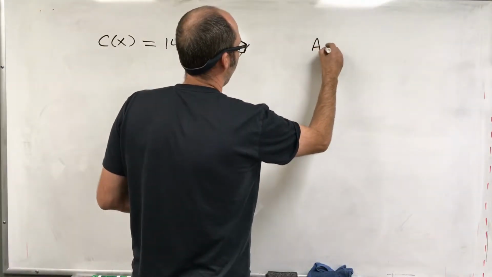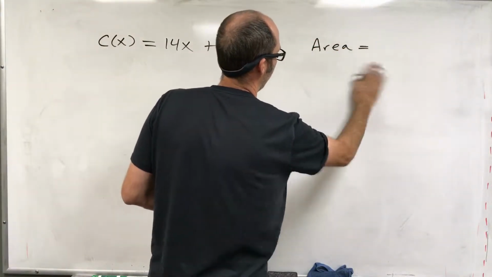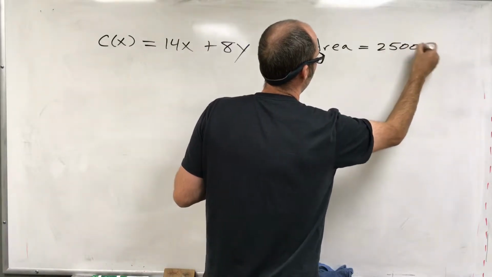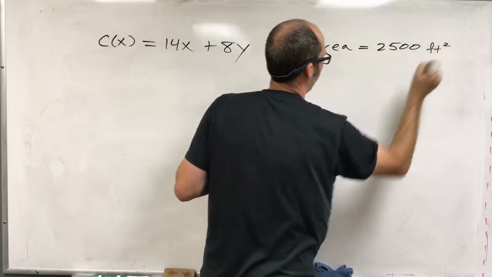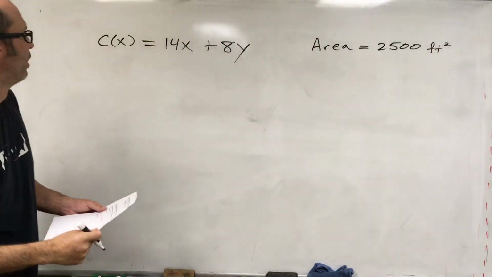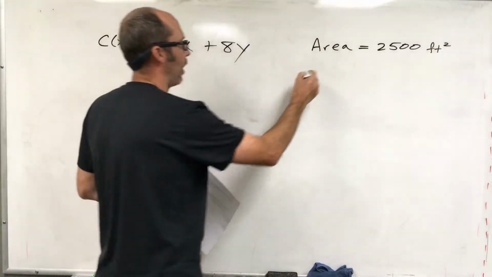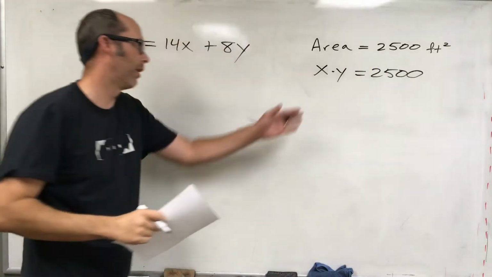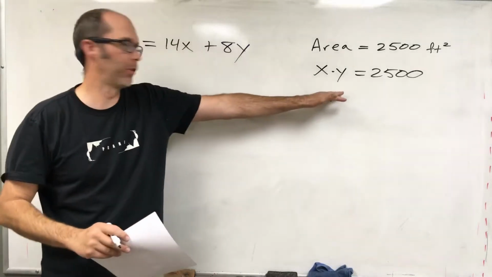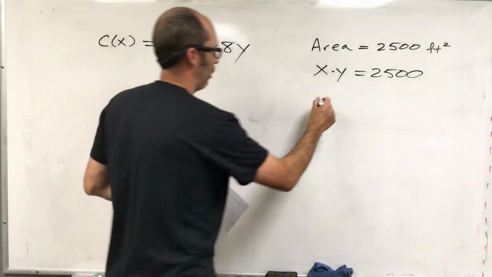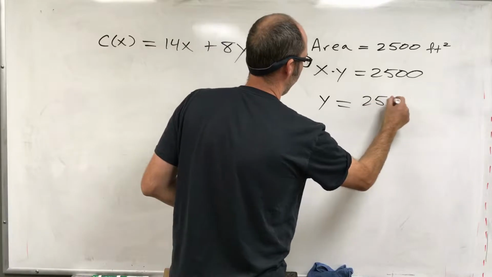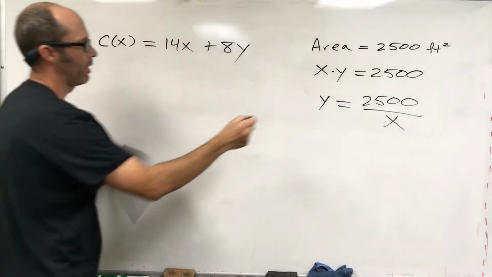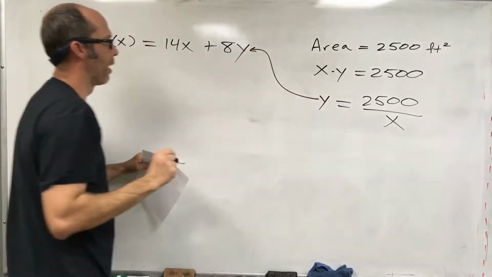Okay, so the area of the rectangle there was 2,500 square feet. Another way to write that area is xy. X times y, 2,500. And this is where we can solve for one of the variables and substitute it in. So y is equal to 2,500 over x. And now we can take that quantity and put it in there.